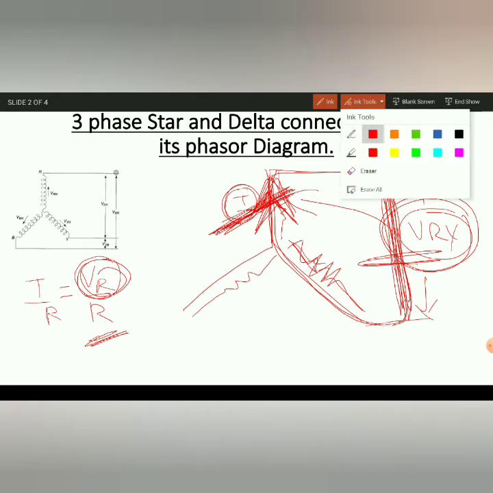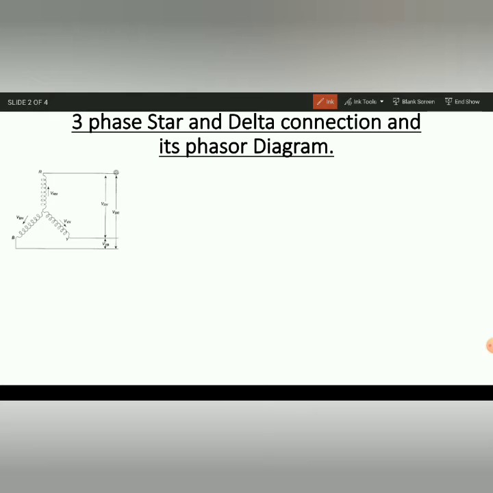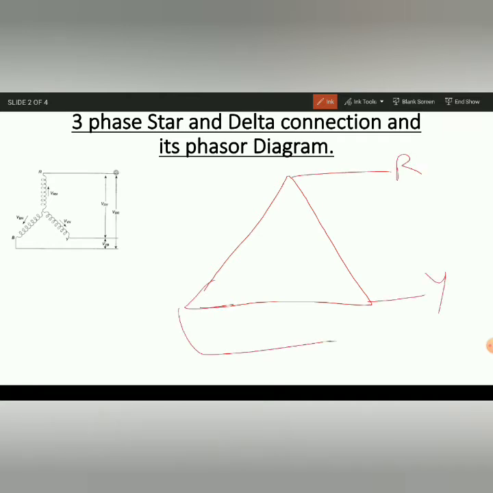In case of delta connection also it is the same. Now we talk about delta connection. So if it is delta, what is here? Here R phase, here Y phase, and this is B phase. From here to here is R phase, from here to here Y phase, from here to here it is B phase, and here this is the line.